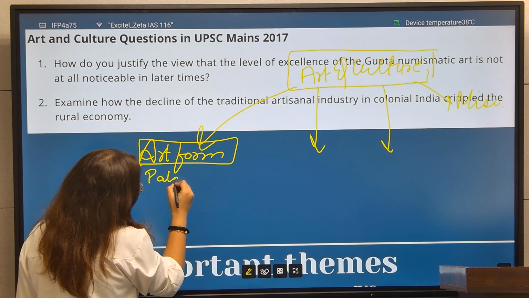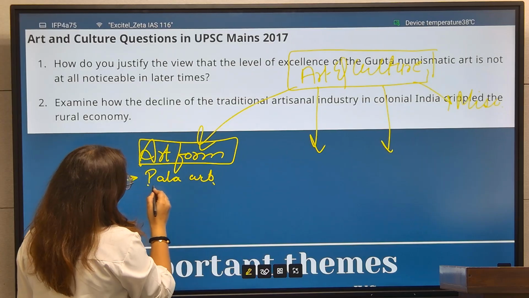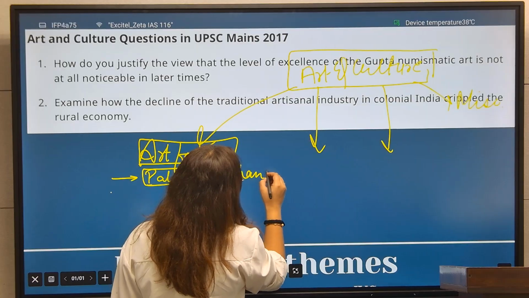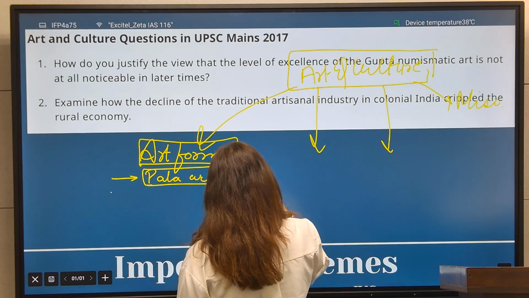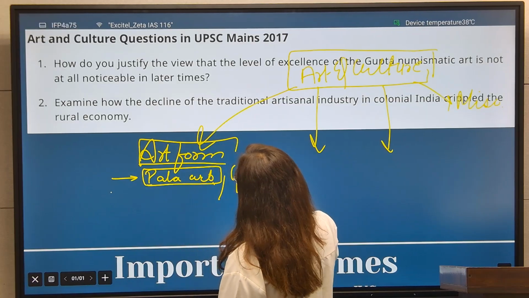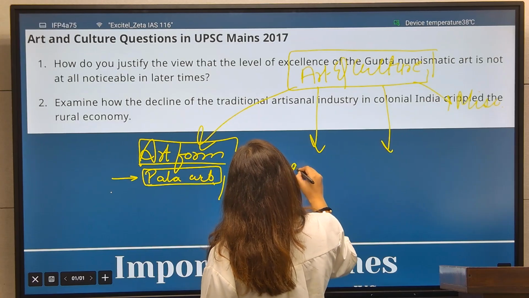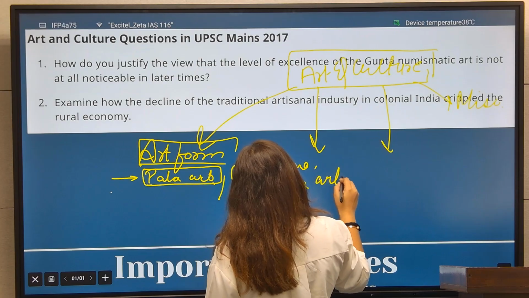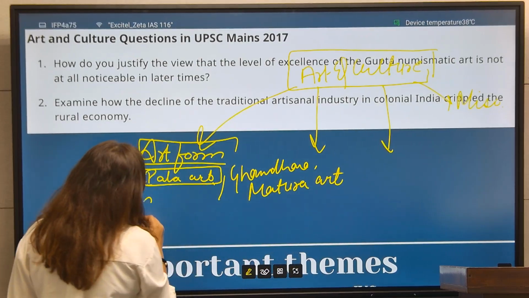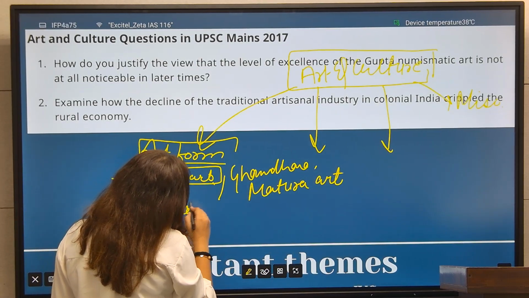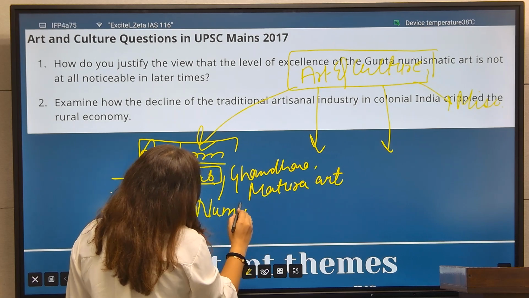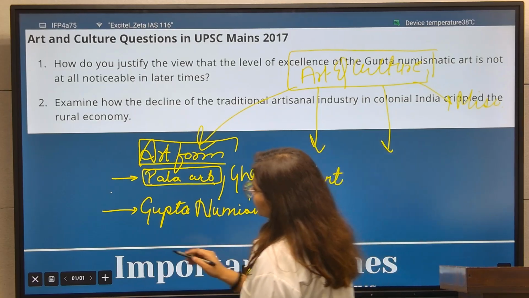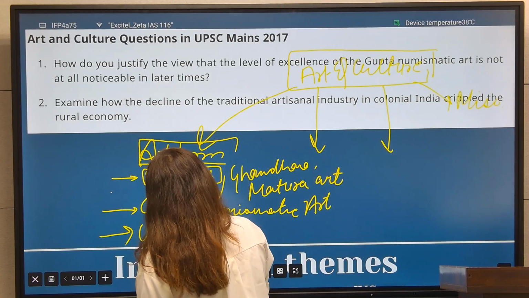Pala art. If UPSC asks Pala art, you also have to prepare Gandhara art and Mathura art. A question was on Gupta numismatic art, and also Chola art.